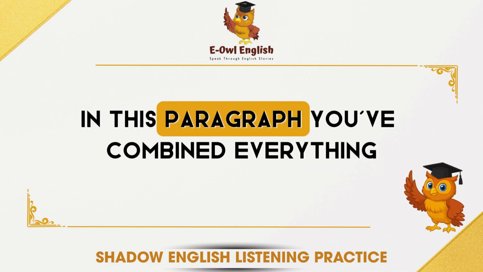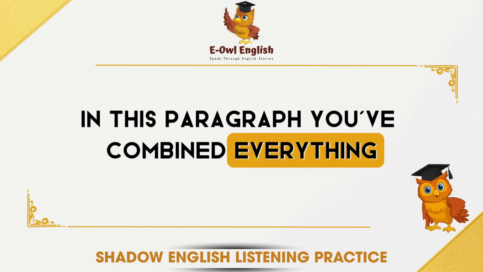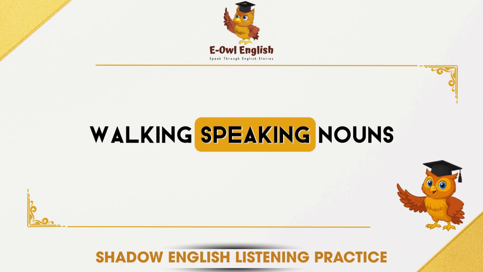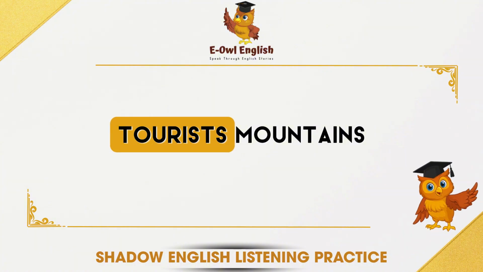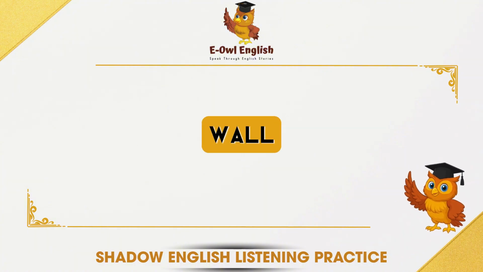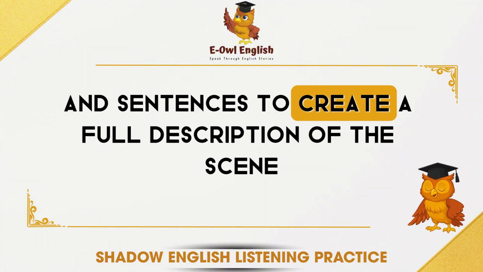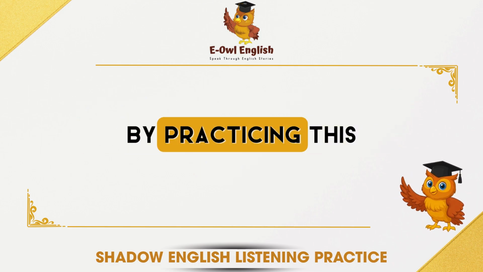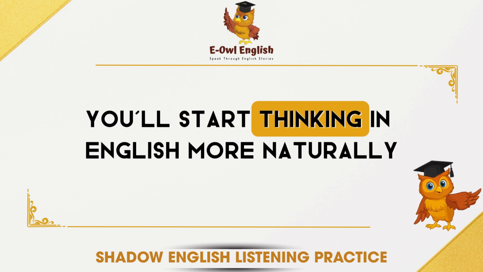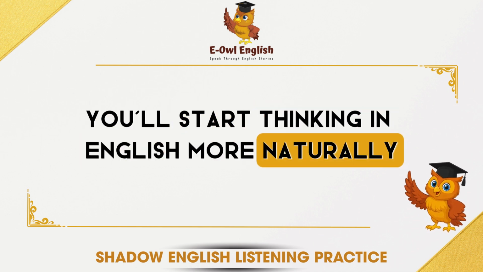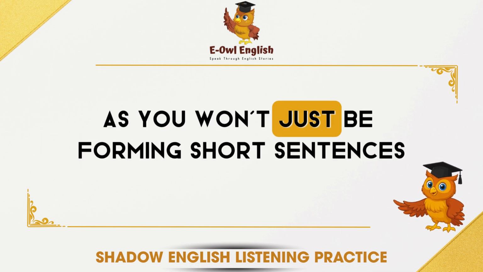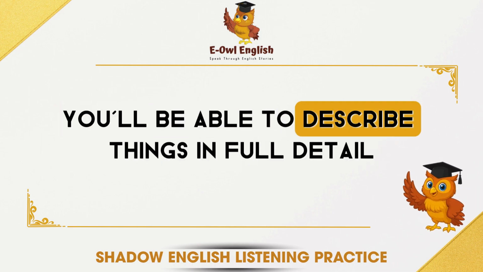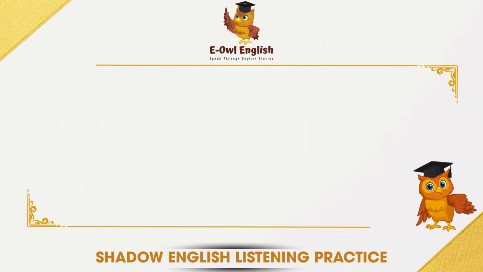In this paragraph, you've combined everything: walking, speaking, nouns, tourists, mountains, wall, and sentences to create a full description of the scene. By practicing this, you'll start thinking in English more naturally, as you won't just be forming short sentences. You'll be able to describe things in full detail.